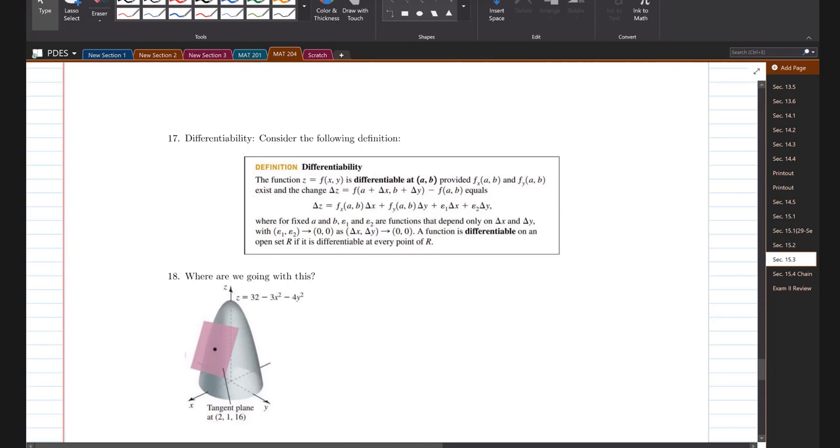We're not going to deal with the tangent plane today, but I wanted to show this to you because it's a good time to talk about it.